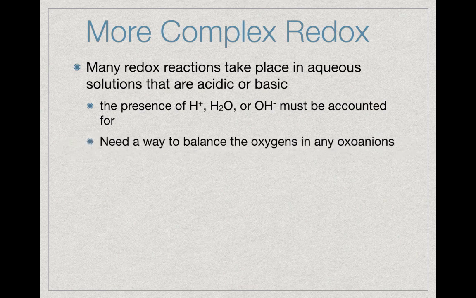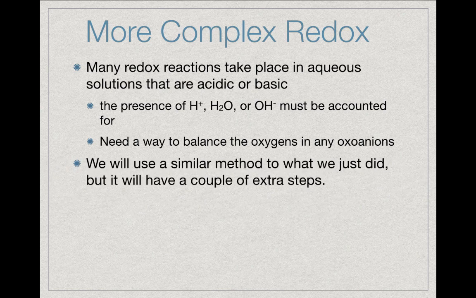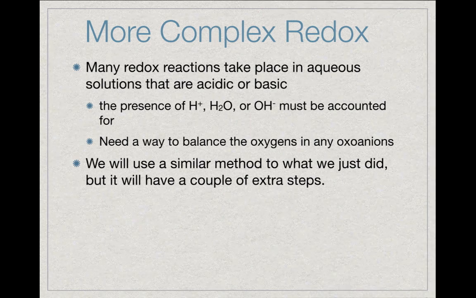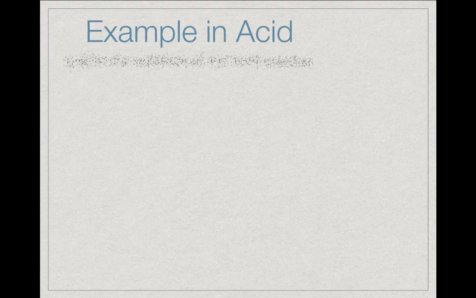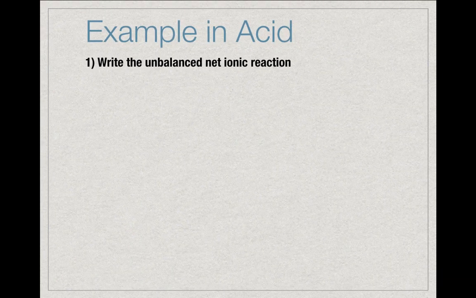So what we need is a way to balance the oxygens in any water or any oxoanions that are part of the redox reaction. We're going to use a method that is very similar to what we just performed with the aluminum iron example, but there are a couple of extra steps that we have to throw in order to balance hydrogens and oxygens. Our first example is going to be balancing a redox reaction that's taking place in an acidic environment. Then we'll do a basic environment after this as well.